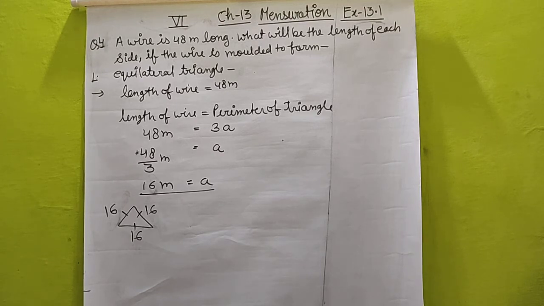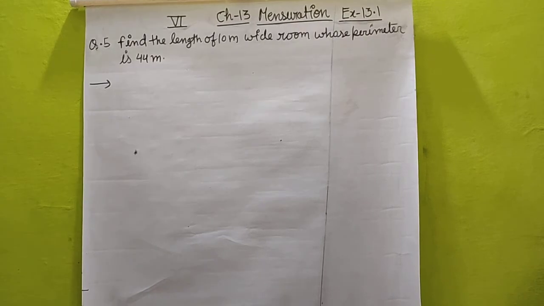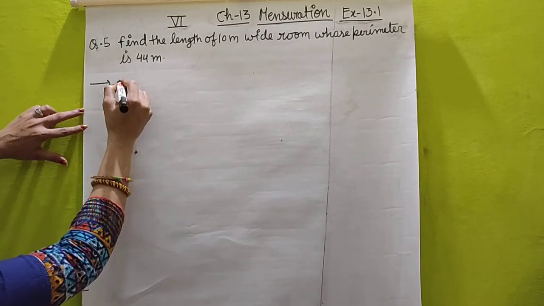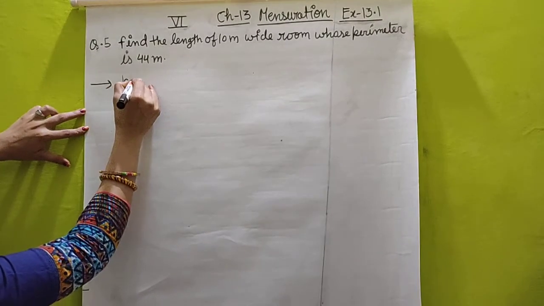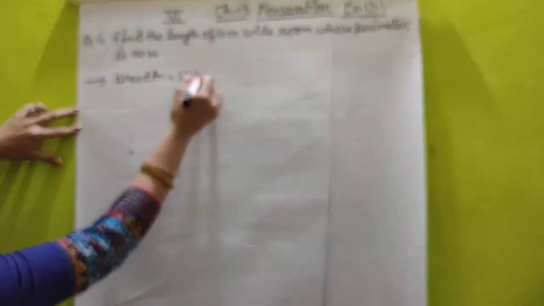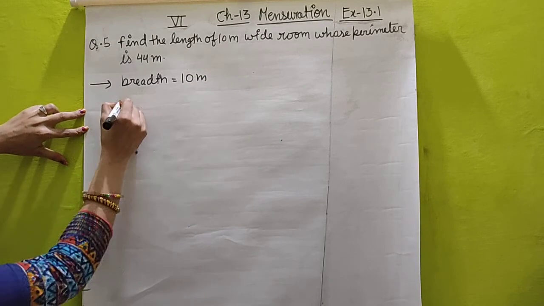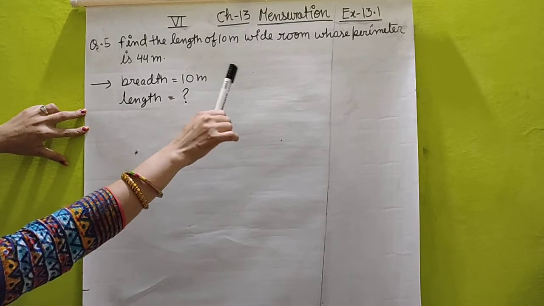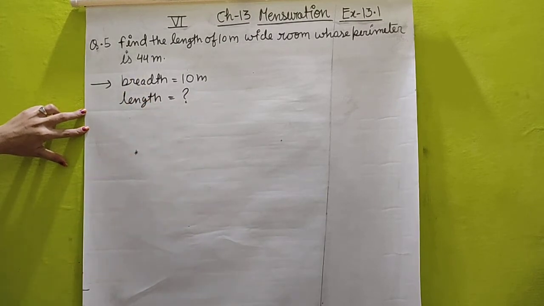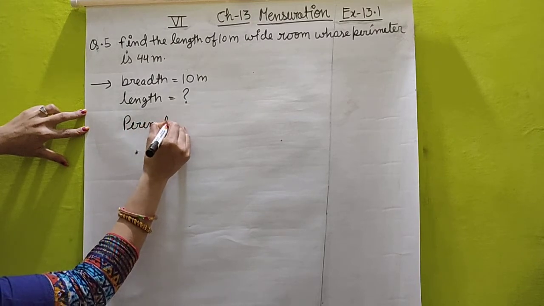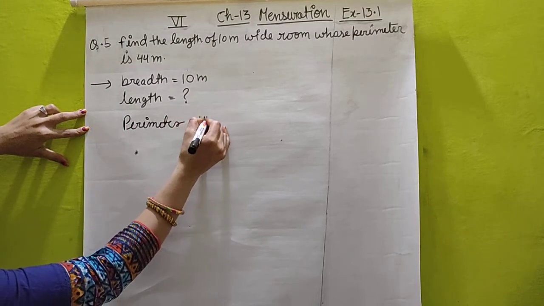Now the last question, students, is question number 5. Question number 5 is: find the length of a 10 meter wide room. It means the breadth of the room is equal to 10 meter. The breadth of the room is 10 meter, and we are to find out the length, and whose perimeter is 44 meter. Students, perimeter is given, equal to 44 meter.